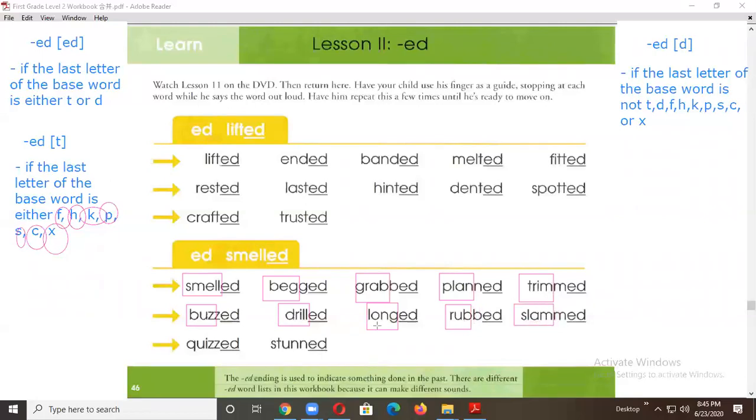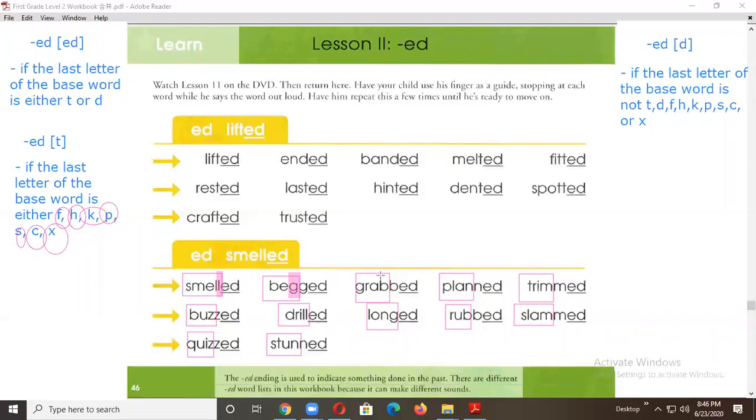Now let me show you. What you have to do is read the base word, and then you just add D. Example, smelled. Look at the last letter. We have L. Does it belong to T, D, F, H, K, P, S, C, X? You're right, it does not belong. So that's why the sound is D. Next, we have beg. So the base word is beg. You just need to add D at the end. Begged. Let us take notice of the last letter. Does it belong to T, D, F, H, K, P, S, C, X? Of course not. So you're right. That's why it's pronounced as begged.